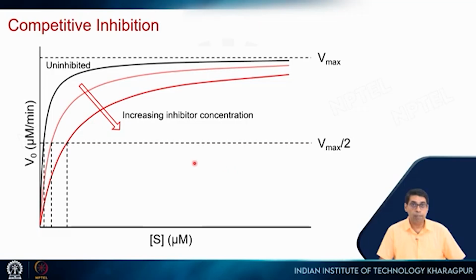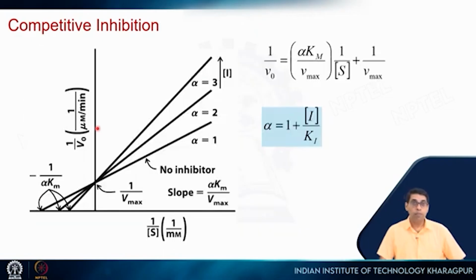What happens to Km? So if this is my Vmax, this is my Vmax by 2, right? So for the uninhibited reaction, my Km is here. But for a little bit of inhibitor, you can see the Km increases. If I increase the inhibitor, my Km increases further because my alpha value is increasing, right? So to understand the inhibition, this type of plot is fine, but the Lineweaver-Burk plot is even more convenient.